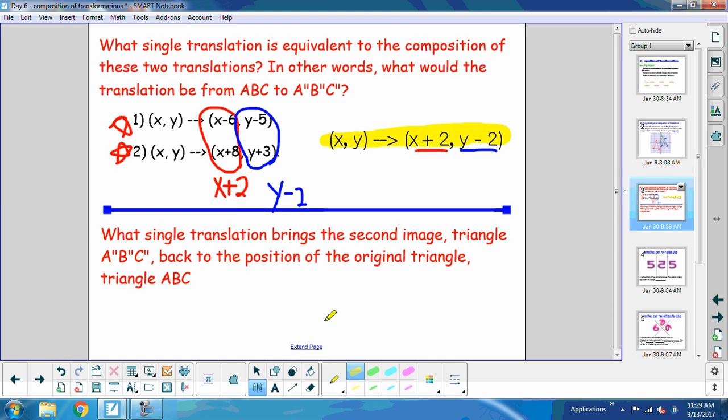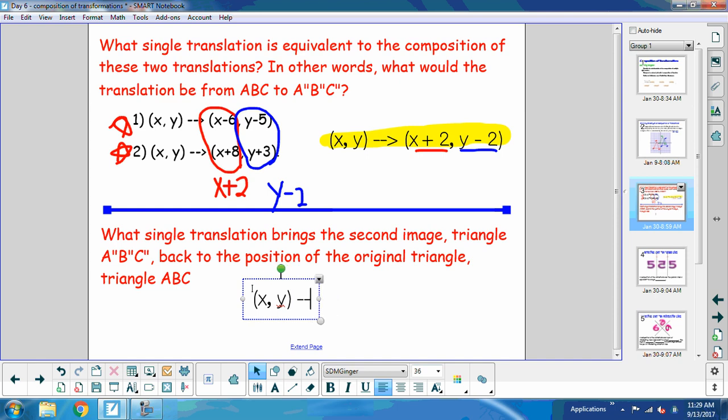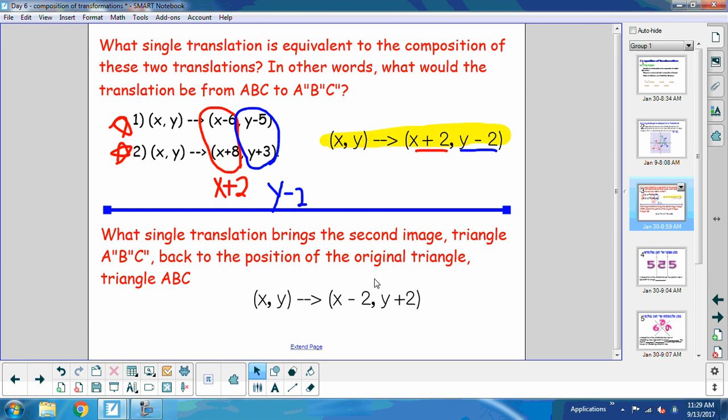So if I want to reverse that, I just need the inverse. So xy would map to, instead of x plus 2, I need to reverse that. So it's going to be x minus 2, and then y, instead of minus 2, I would need to add 2. Okay, so not such a big idea, but something that we definitely need to say.